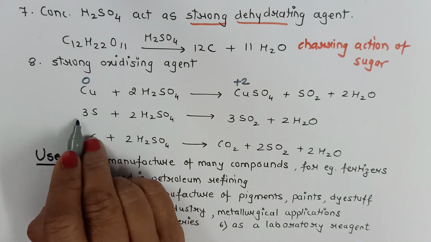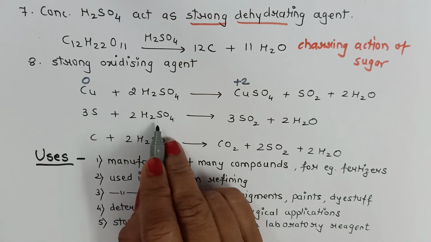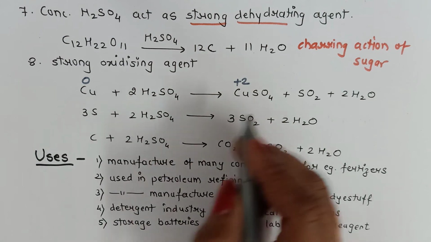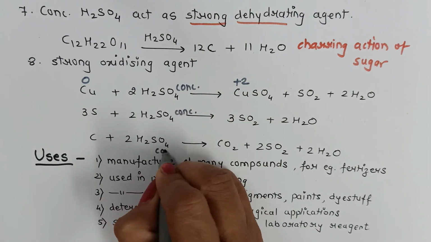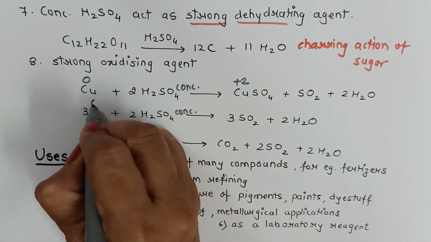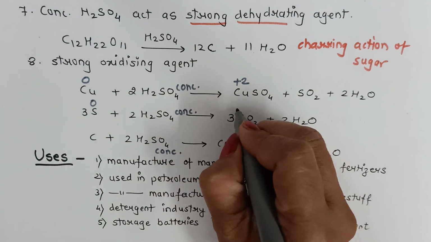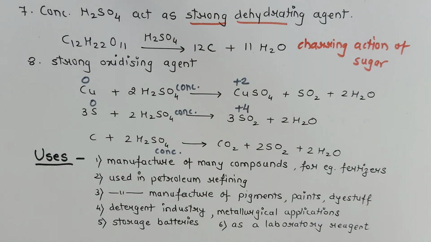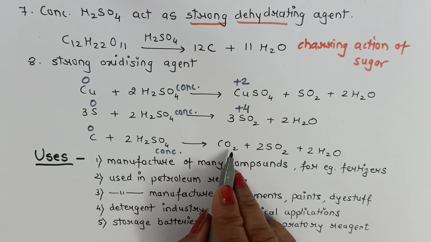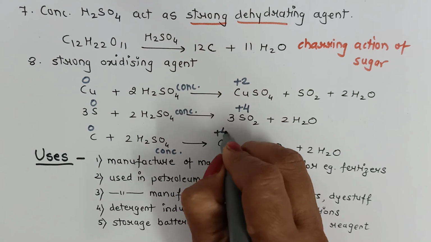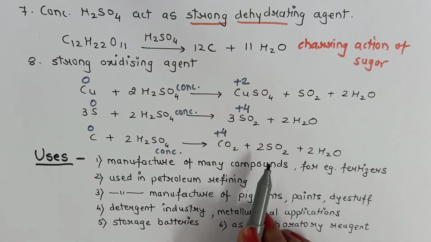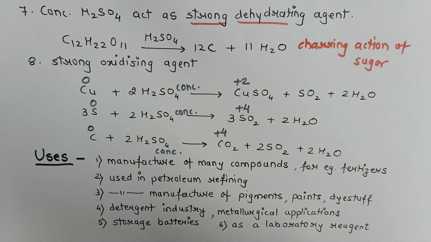Second reaction, sulfur when treated with sulfuric acid gives SO2 and water. In all these cases it is concentrated sulfuric acid. Okay, so here sulfur is in zero oxidation state and in sulfur dioxide, sulfur is in +4 oxidation state. So oxidation is occurring. Third reaction, carbon, which is in zero oxidation state, gets oxidized to carbon dioxide by concentrated H2SO4, where carbon's oxidation number increases to +4. Along with that, 2 SO2 and 2 water are also obtained.